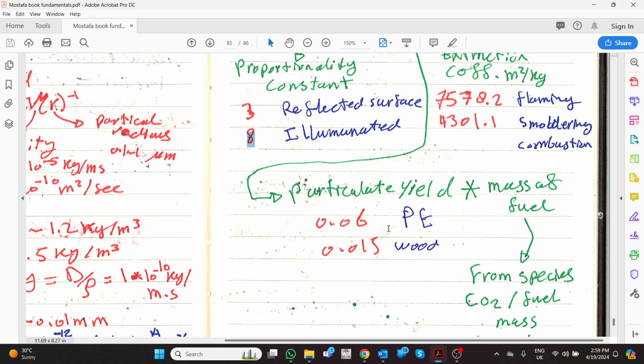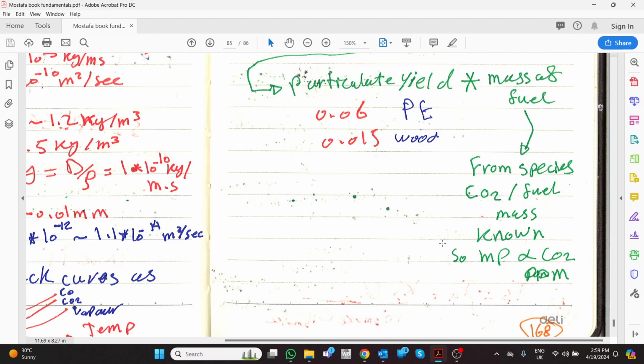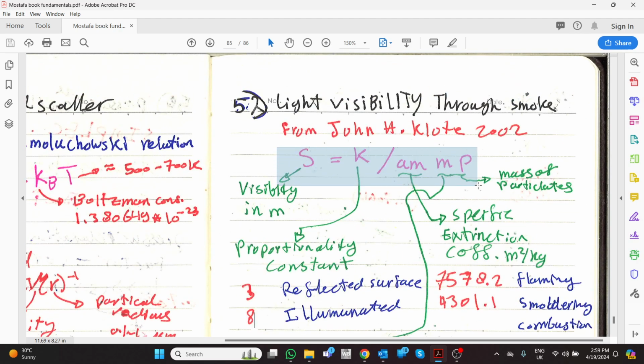So yield we know it, and the mass of fuel we know it, so we can get it. So by writing we can get how much is S. But usually visibility in meter, we're not doing it as a manual calculation, we do it based on the simulation.